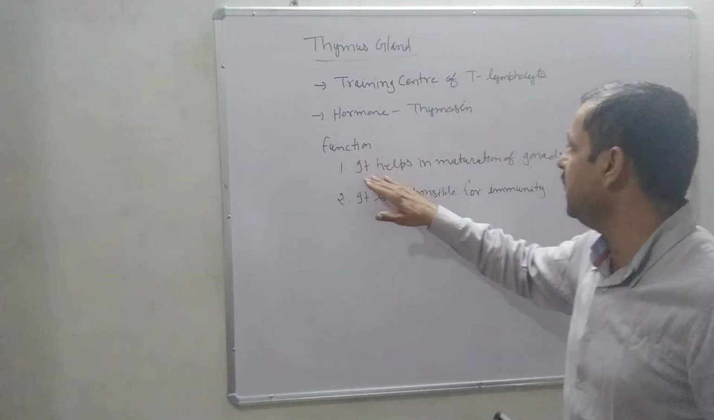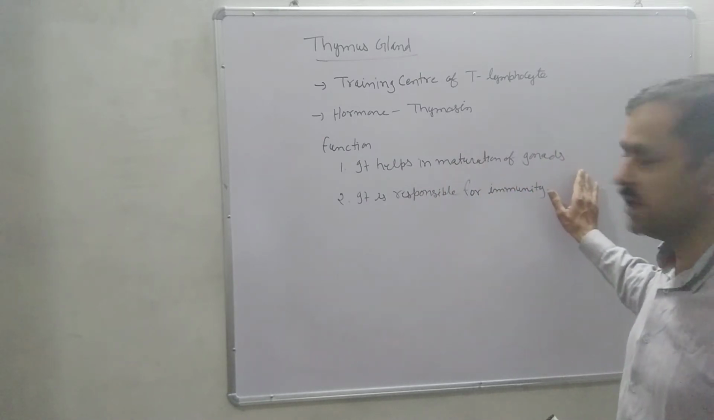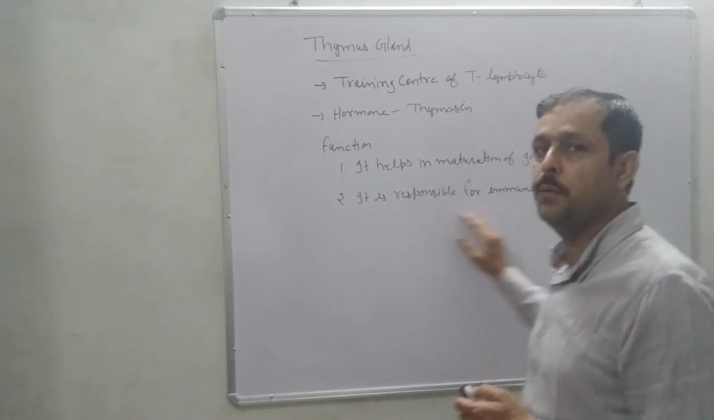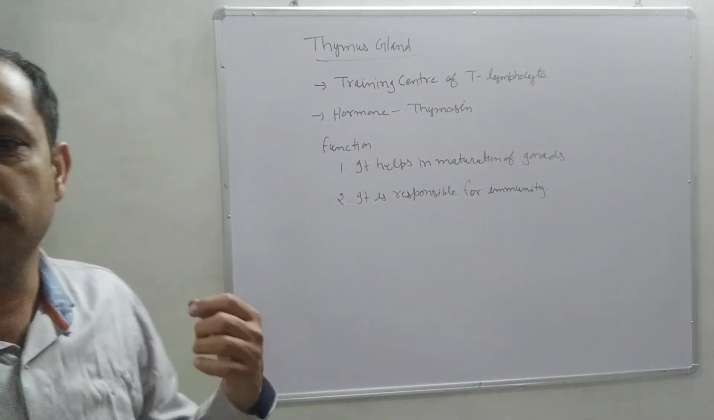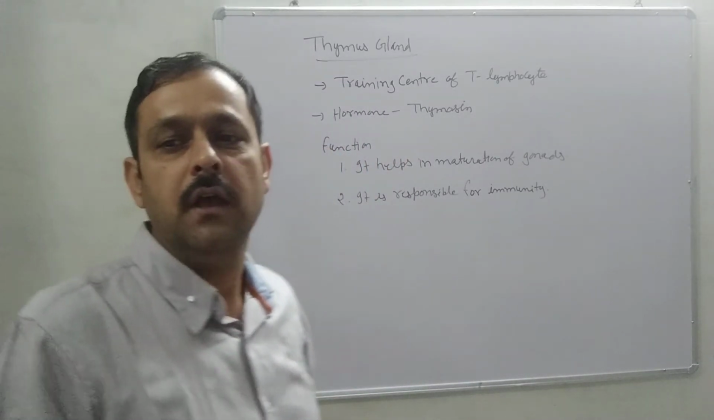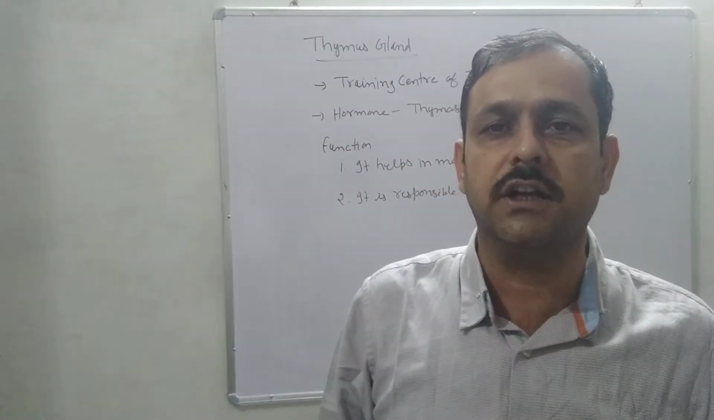Function: it helps in maturation of gonads also, and it is responsible for immunity. Meaning this gland is responsible for immunity in animals, and it helps in maturation of the reproductive glands.